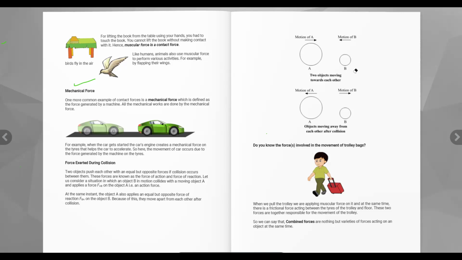Okay, let the other two ask. What Sumantra has asked: can a human do mechanical work? Yes or no? Can we do mechanical work?